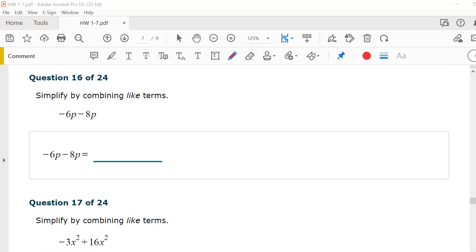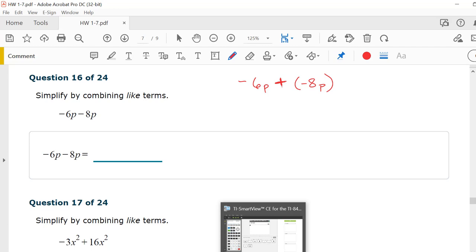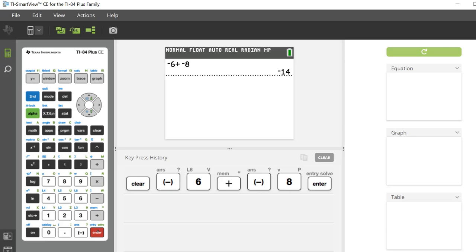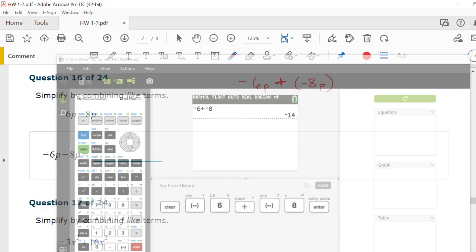And now we're going to start combining like terms. If you have terms that have variables, in order to combine like terms, the variables have to look exactly the same. So for number 16, I see negative 6p plus negative 8p. I can combine those terms. Negative 6 apples plus negative 8 apples would be, okay, on my calculator, negative 6 plus negative 8. I get negative 14. This would be negative 14p.